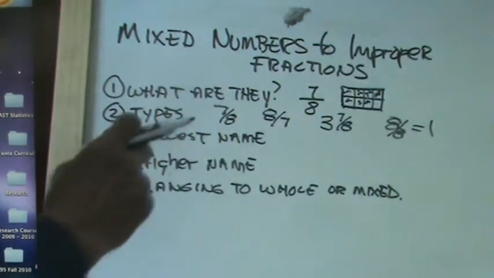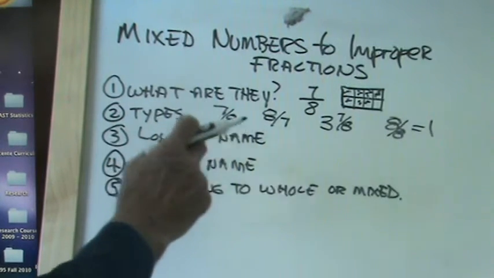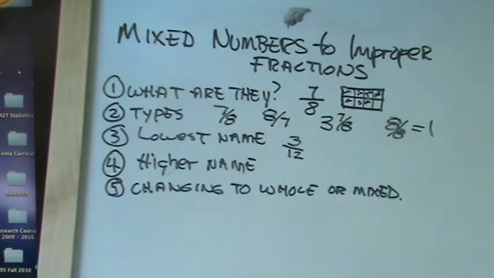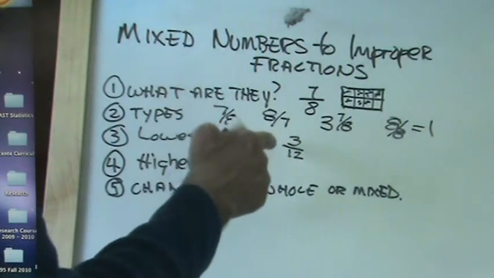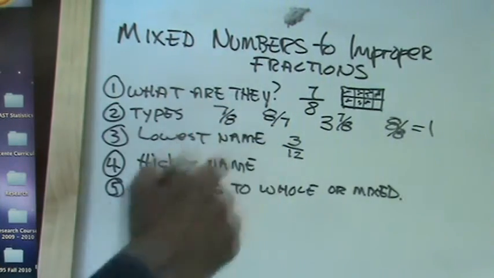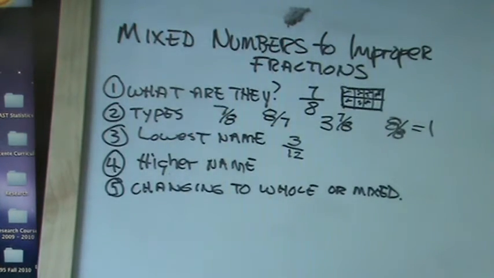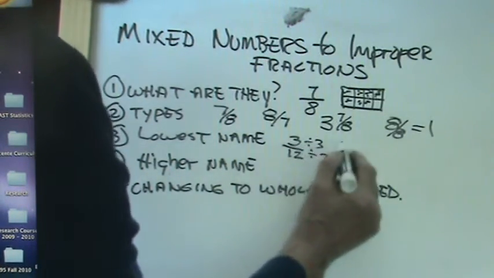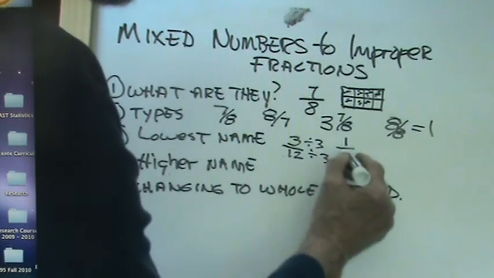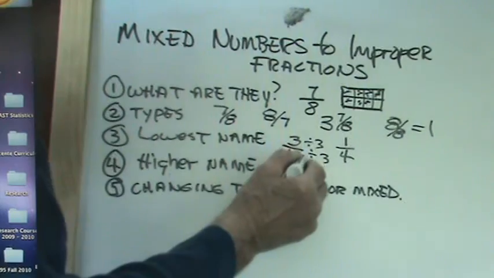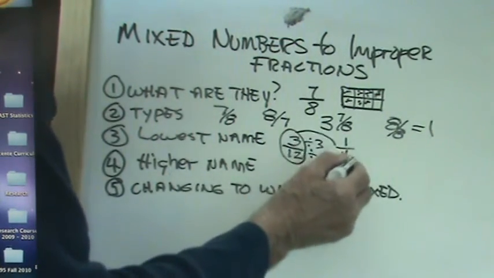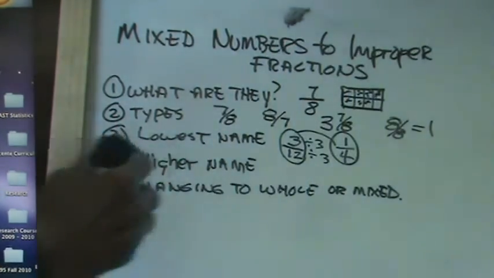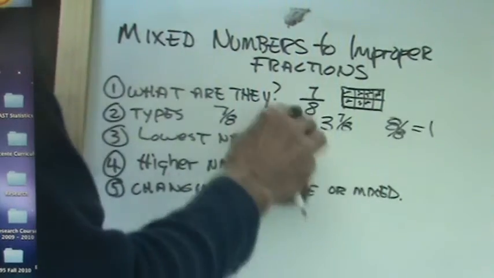We worked on putting fractions in their lowest name. So if I had 3/12, and I say, well, what number goes evenly into 3, and the same number will go evenly into 12? Well, in this case, 3. So if I divide by 3 and divide by 3, 3 goes into 3 one time, 3 goes into 12 4 times. So the fraction 3/12, if I put it in its lowest name, I get the fraction 1/4. I'm going to erase these so I have some room.